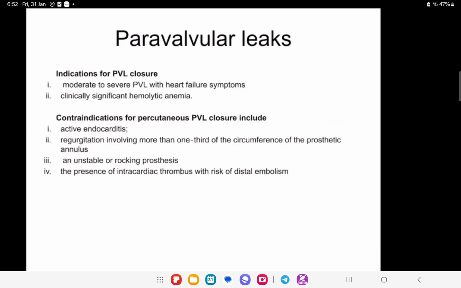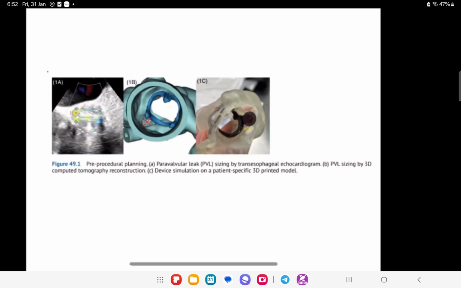Paravalvular leaks. Indications for paravalvular leak closure: moderate to severe paravalvular leak with heart failure symptoms and classically significant hemolytic anemia. Contraindications for percutaneous paravalvular leak closure include: 1. Aortic valve endocarditis, regurgitation involving more than 1/3 of the circumference of the prosthetic annulus, an unstable or rocking prosthesis, and the presence of an intracardiac thrombus with risk of distal embolism. Paravalvular leak sizing is done by transesophageal echocardiography or by 3D CT reconstruction or device simulation on a patient-specific 3D printed model.